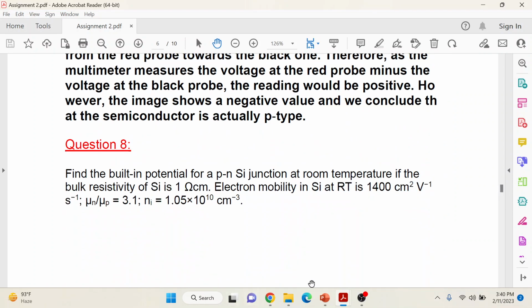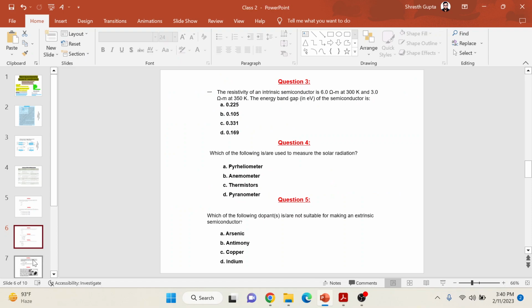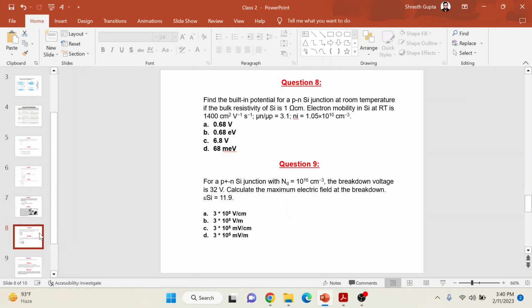Now let's go to question number 8. Find the built-in potential for a PN silicon junction at room temperature, if the bulk resistivity of silicon is 1 ohm centimeter, the electron mobility in silicon at room temperature is 1400 centimeter square per volt per second, and mu_n over mu_p is 3:1, and the intrinsic ni is 1.05 x 10^10 per centimeter cube. The options are 0.68 volt, 0.68 electron volts, 6.8 volt, and 68 milli electron volts.